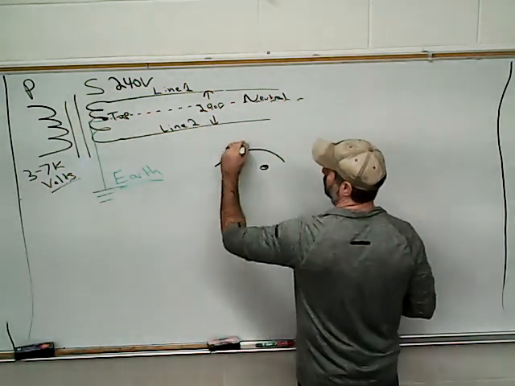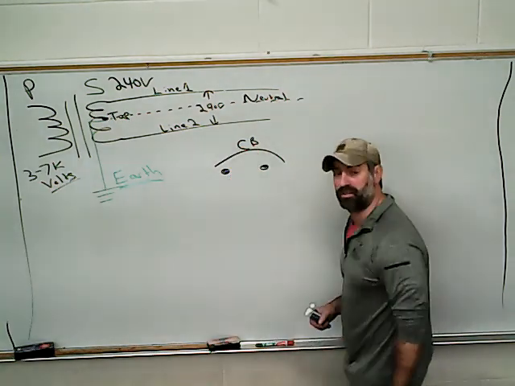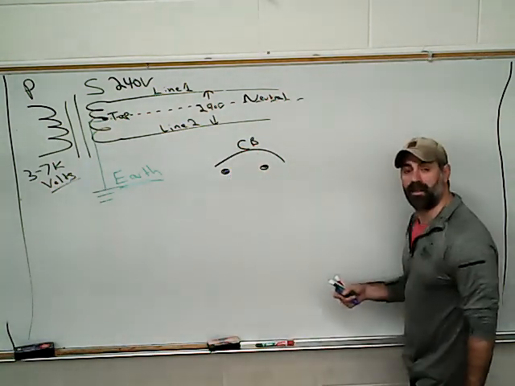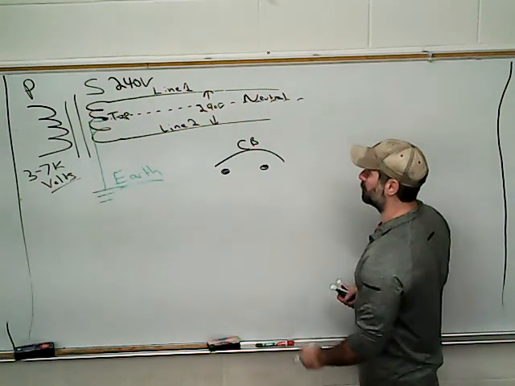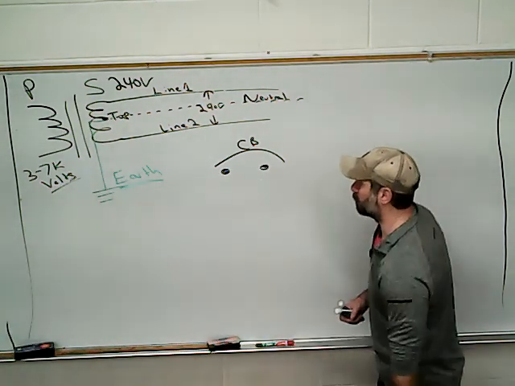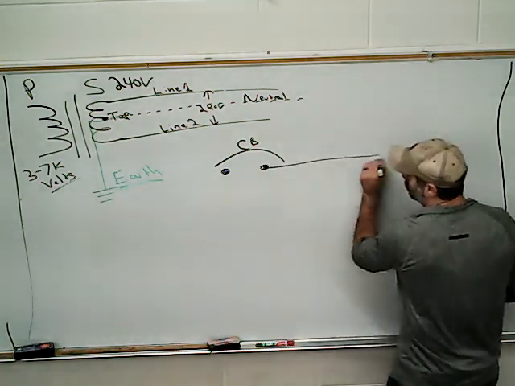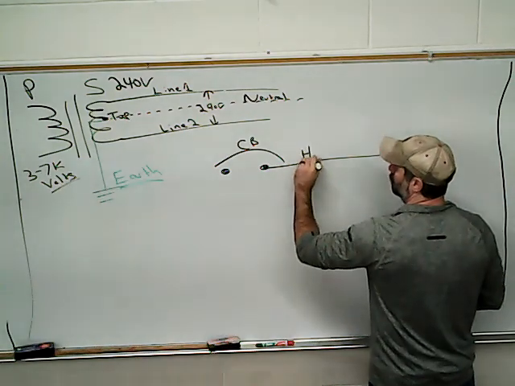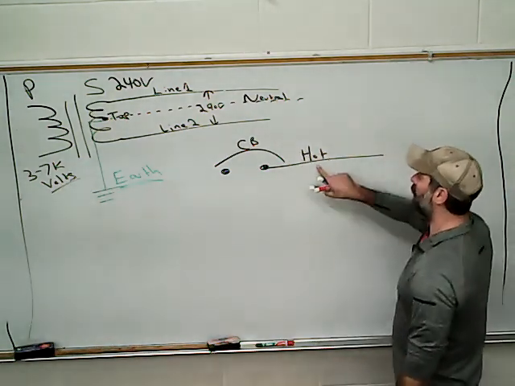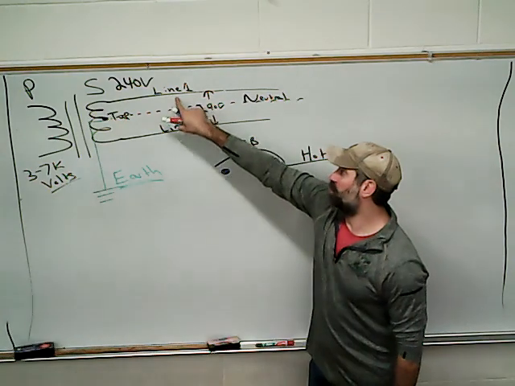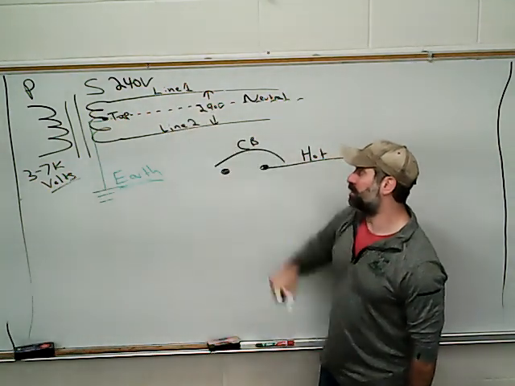So what I've just drawn here is just an electrical symbol for a circuit breaker. In my eyes, it's an upside down smiley face, if that makes sense to you. And from this circuit breaker, we will come off with what we call our hot wire. And our hot consists of one of those two lines, line 1 or line 2.